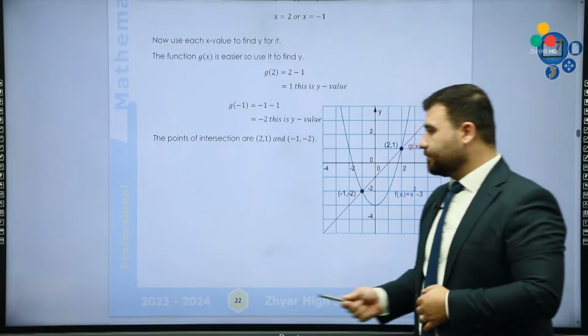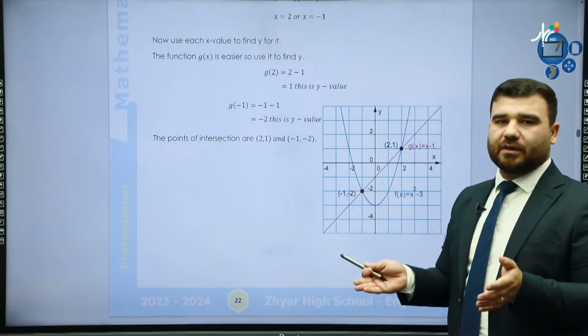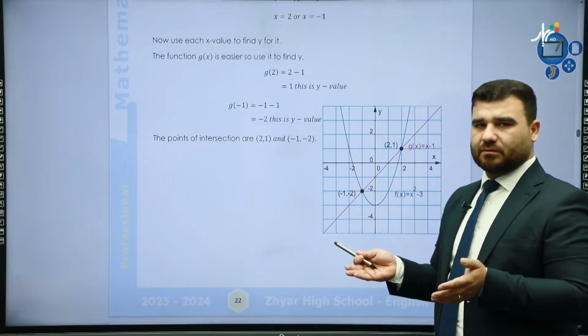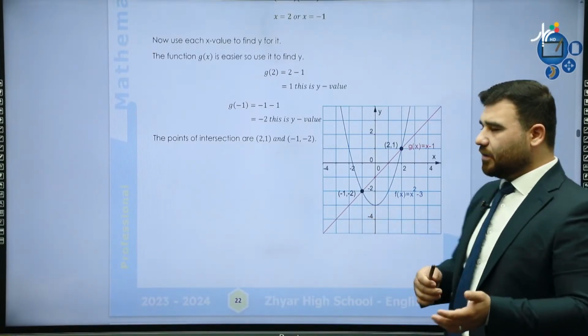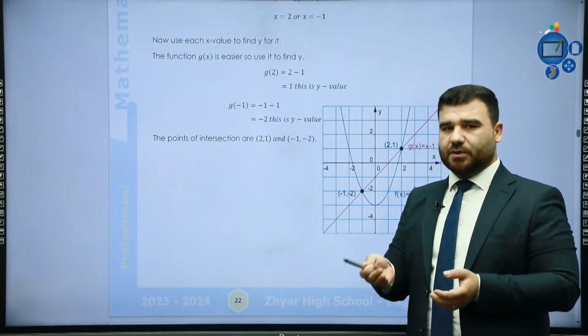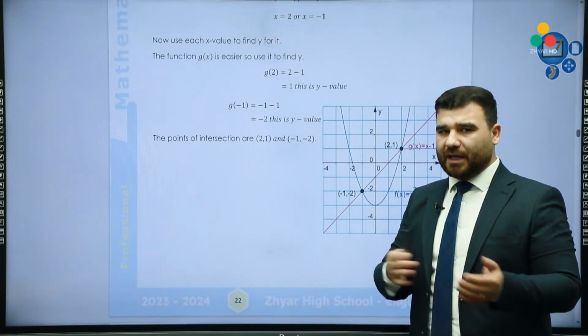This is what we do. Make the two equations equal, then solve to find the value of x. Then later, see which function is easier, and use it to find the y to make the points.